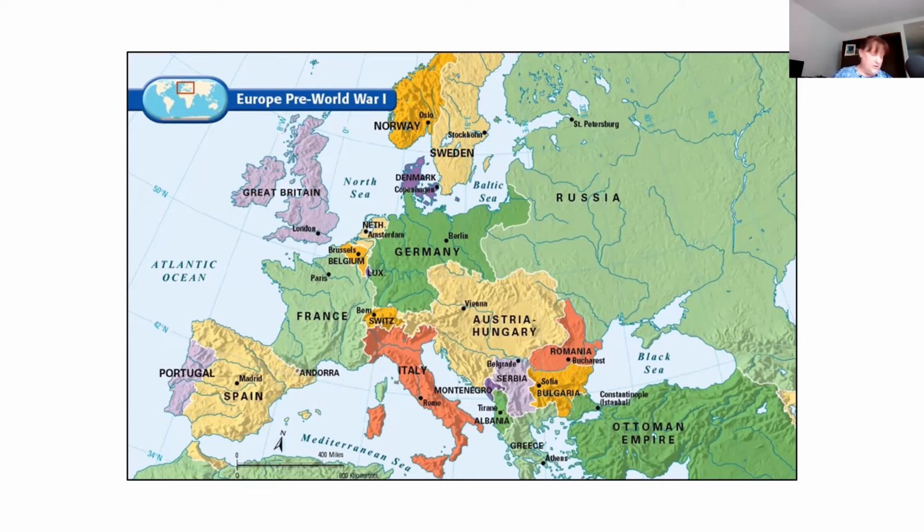And then we move into when Europe starts to, excuse me, battle against each other. And the map you see right here is Europe pre-World War I. And you can see that Austria, Hungary, and Germany have much larger territories than we've seen.